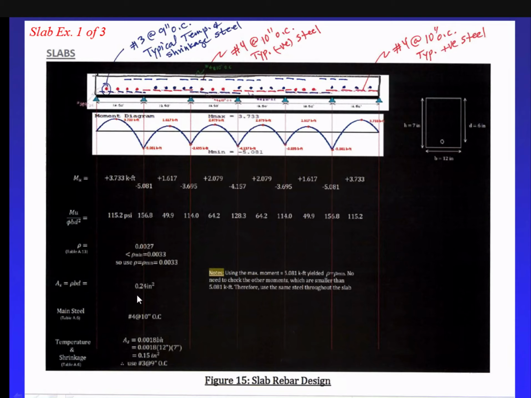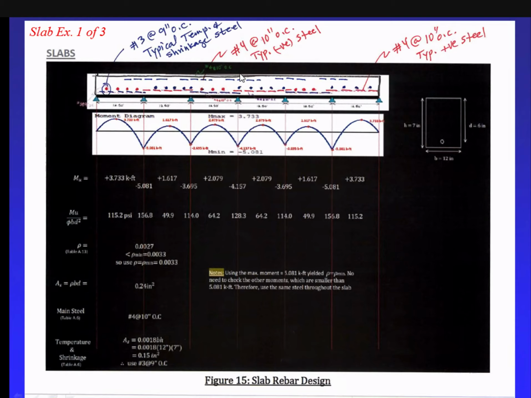Okay, any question? So look at this. We just designed this slab. And this slab is going to be used on the first floor, on the second floor, and on the third floor. No difference. So you're done with your slab design. Okay, this is what kind of steel you need and what thickness you need.